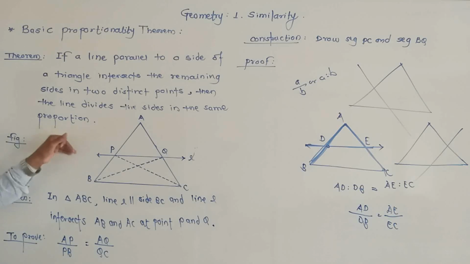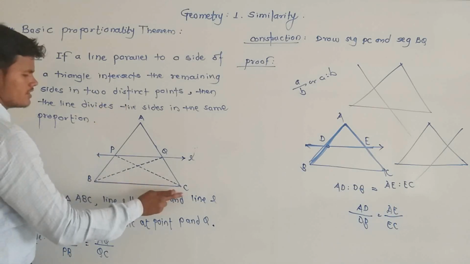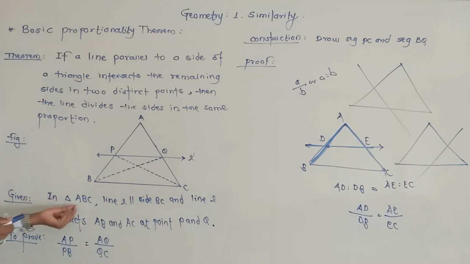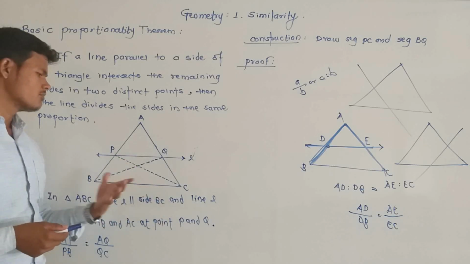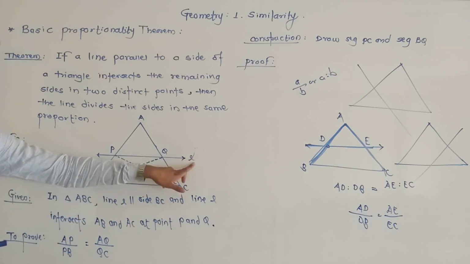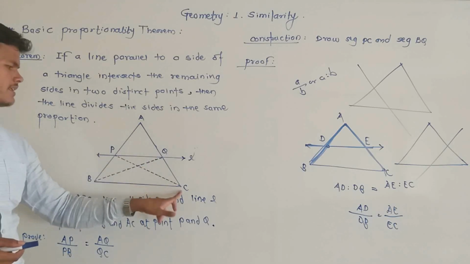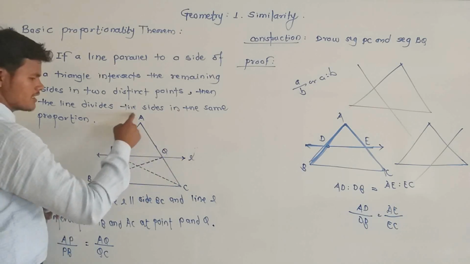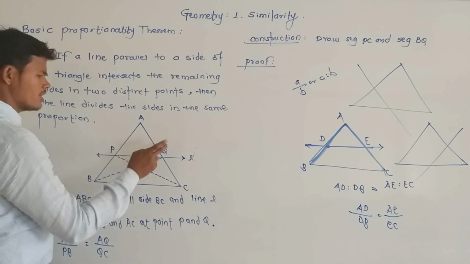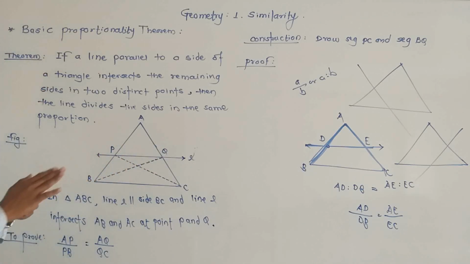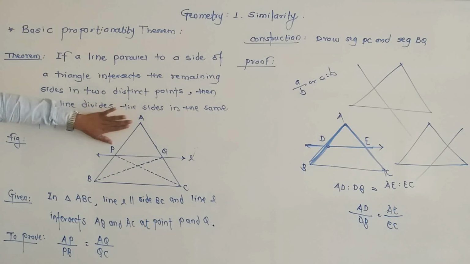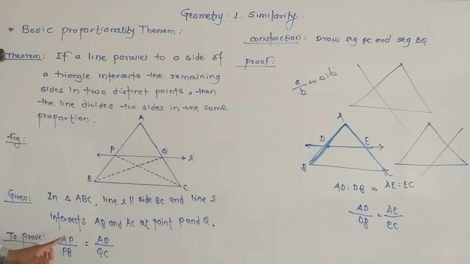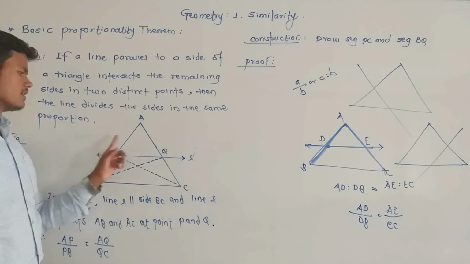So consider in the original figure, in triangle ABC, line PQ is parallel to line BC. हे आपल्यासाठी given आहे. So the given is, in triangle ABC, line PQ is parallel to side BC, and this line L intersects segment AB and segment AC at point P and at point Q. So ही line L segment AB and segment AC ला दोन पॉइंट मध्ये intersect करेल, at point P and at point Q. That means it divides the sides in the same proportion. So what we have to show here is AP upon PB is equal to AQ upon QC. हे आपल्याला इथे प्रूव्ह करायचं.